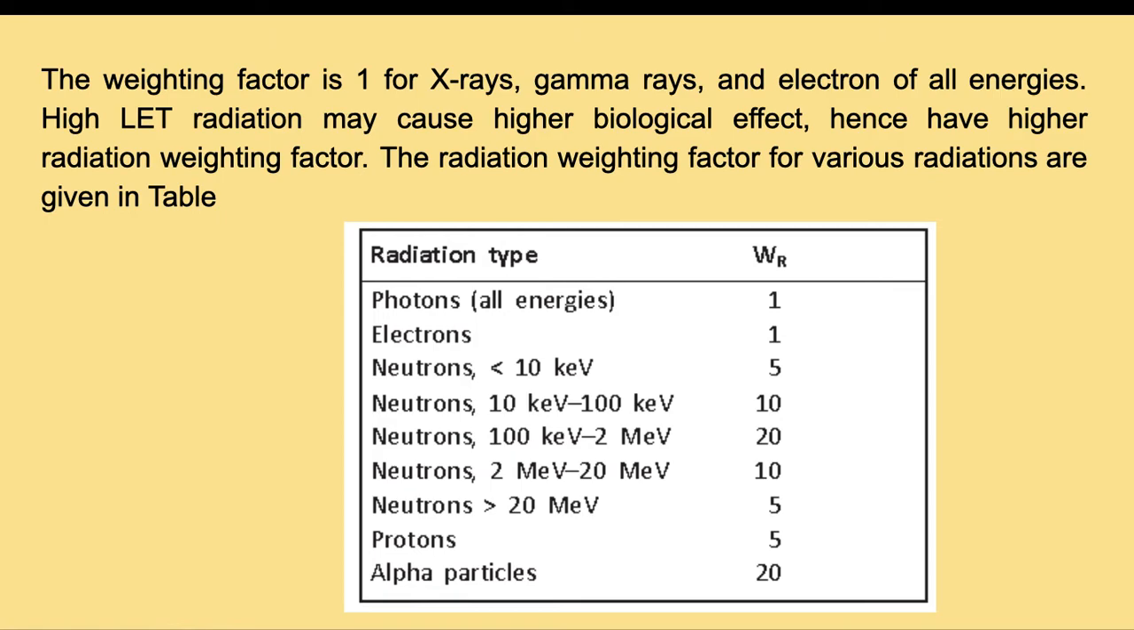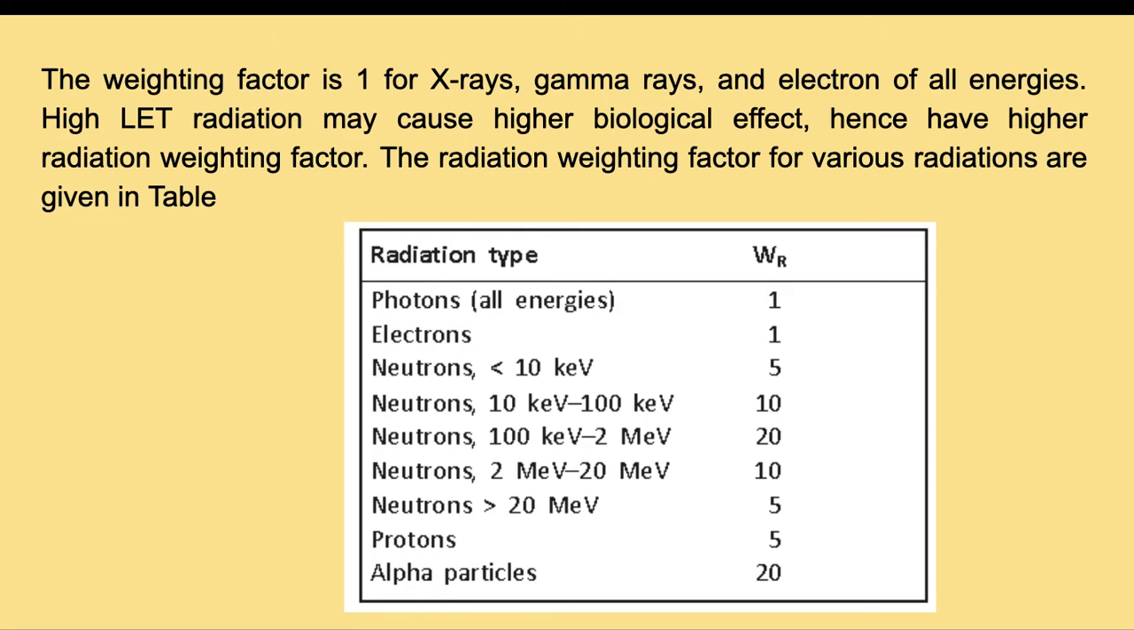And the weighting factor is 1 for X-rays, gamma rays and electrons of all energies. High linear energy transfer, that LET you have seen. So normally electrons will travel more distance. That means their LET will be small.